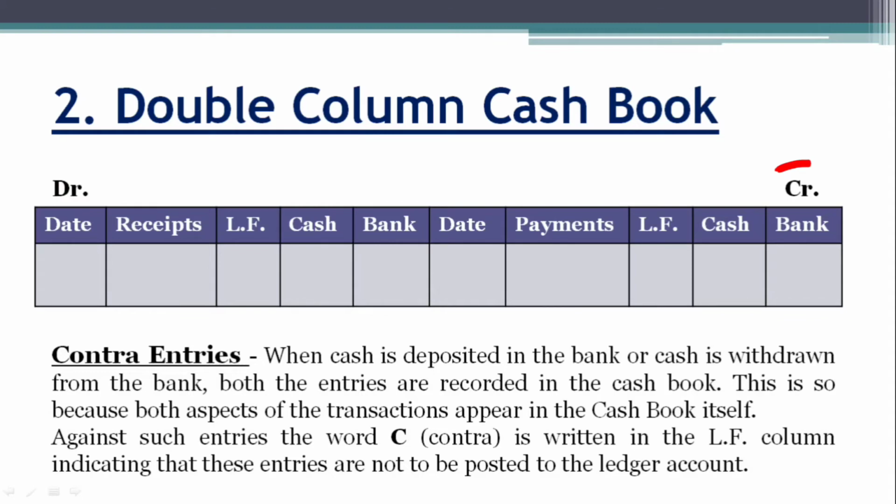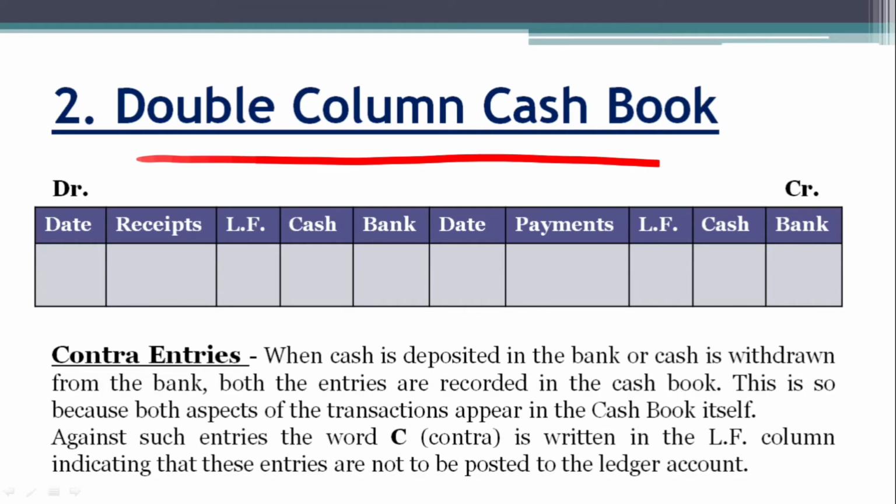Another concept that is involved here is the concept of contra entries. When cash is deposited in bank or cash is withdrawn from bank, both the entries are recorded in the cash book itself. This is so because both the aspects of the transaction appear in the cash book itself. Against such entries, the word contra is written in the LF column, that is, the ledger folio column. This means that these entries are not to be posted to their ledger accounts, because both the aspects of the entries are recorded in the cash book itself.